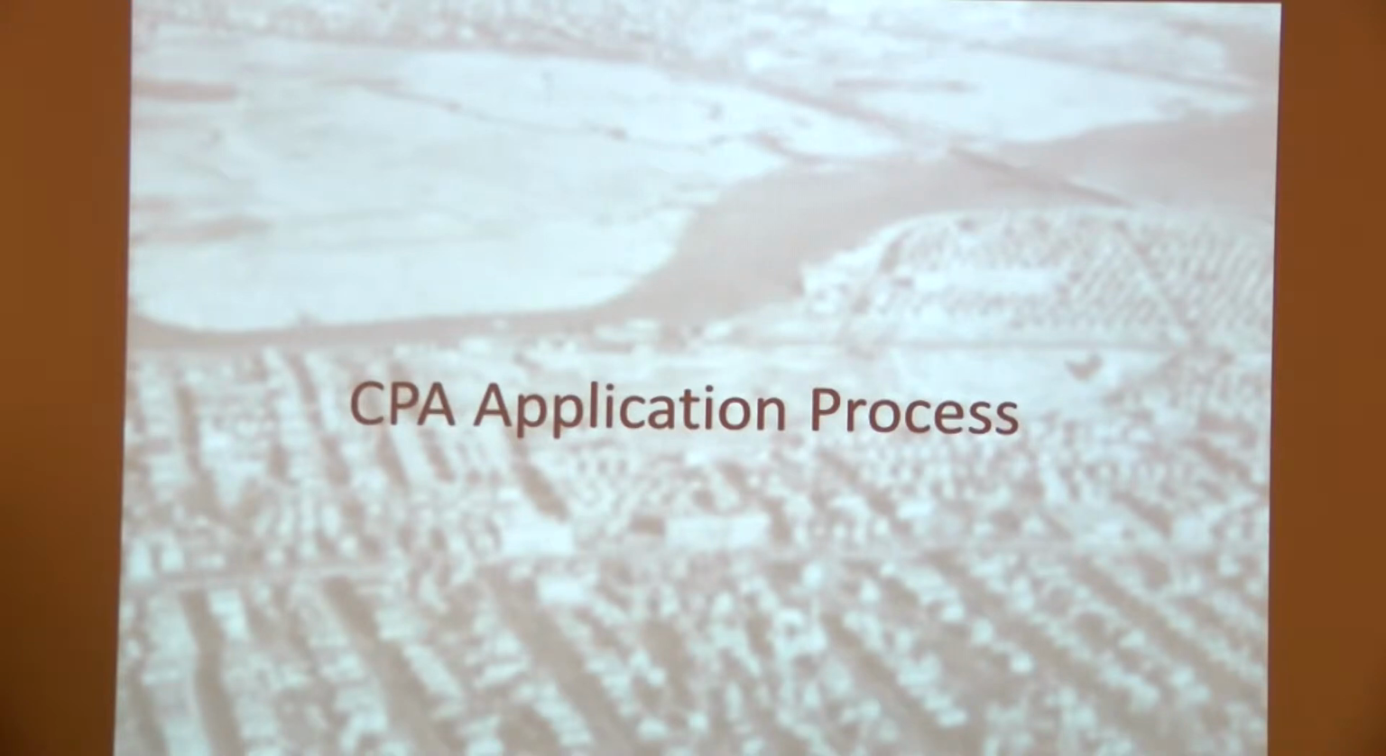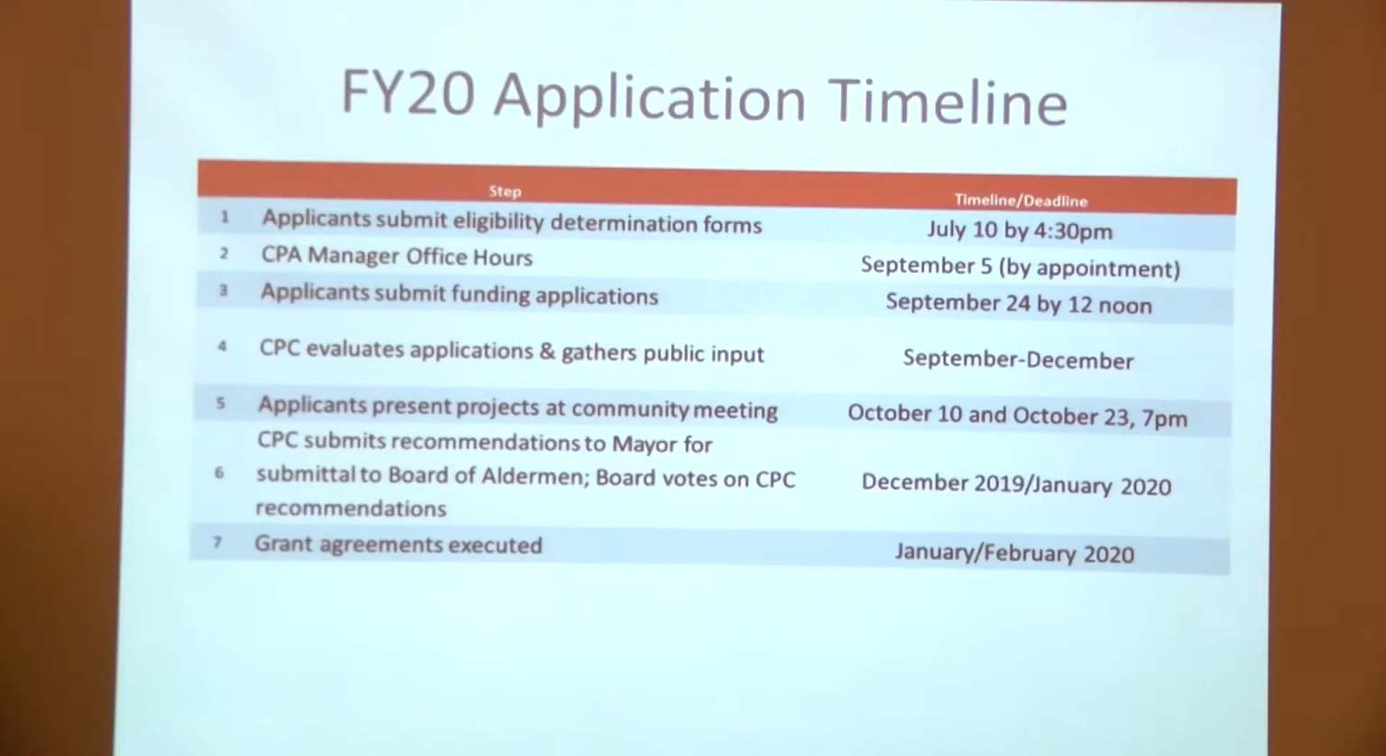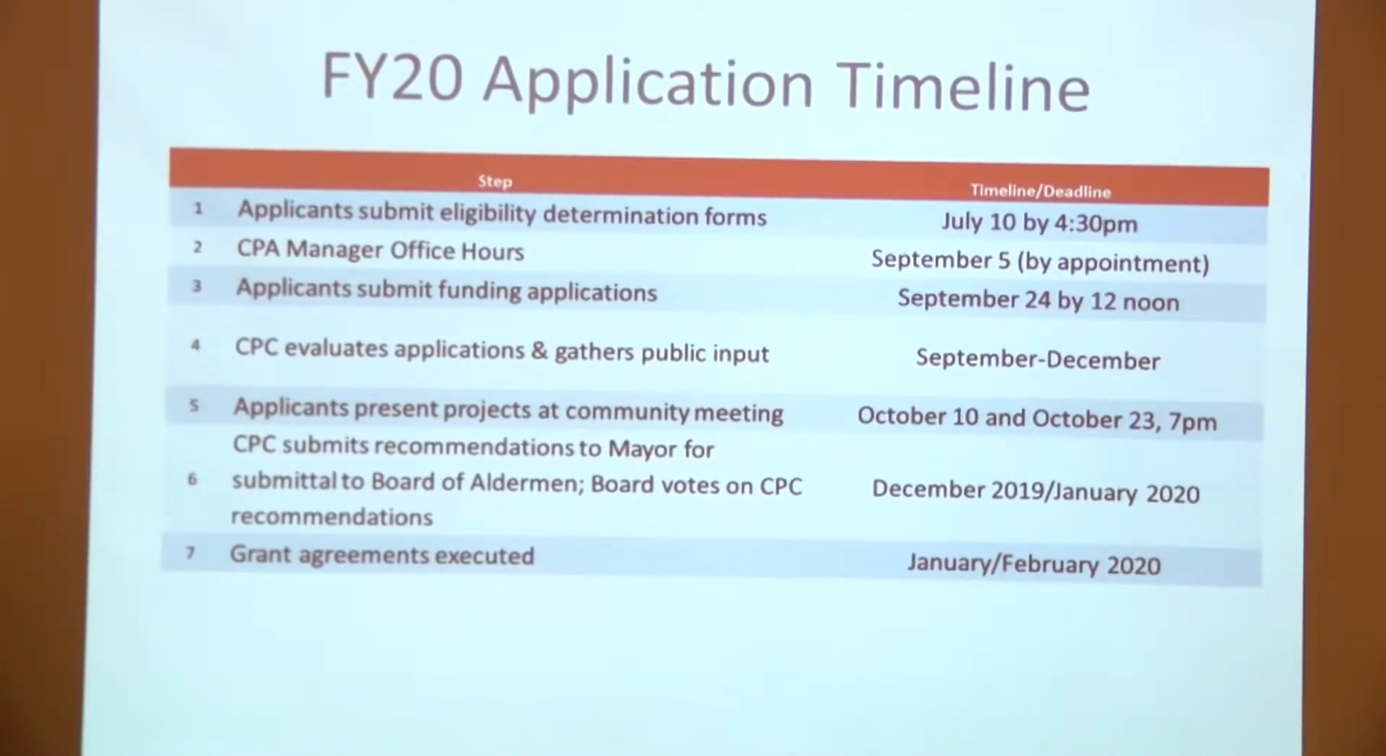So if you have a project that's eligible and you're thinking of applying, what does the process actually look like? So here's our timeline. The first deadline is the submission of the eligibility determination form on July 10th. And then the full funding applications are due on September 24th. In between, I'll be holding office hours on September 5th, and I'll work with people who submit eligibility determination forms to get those scheduled, but I am available at any point if people have questions.